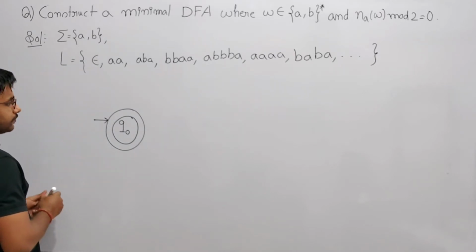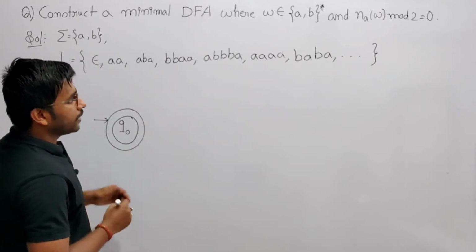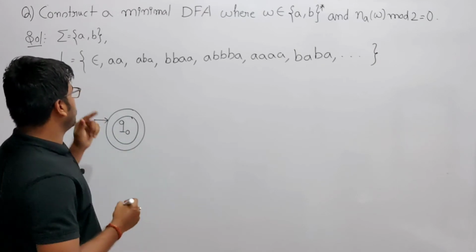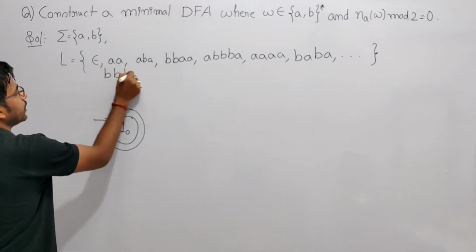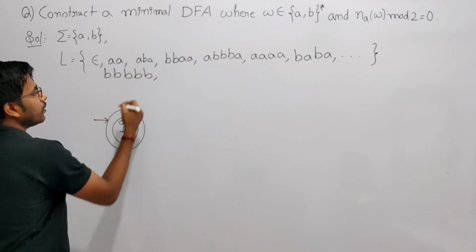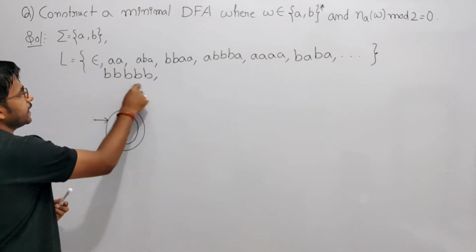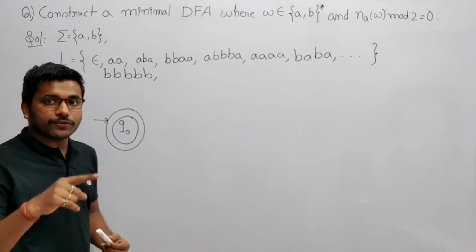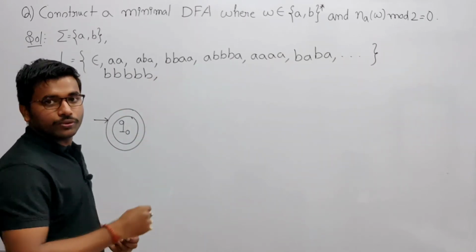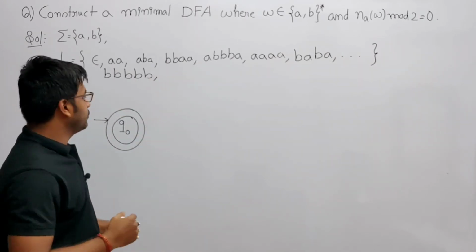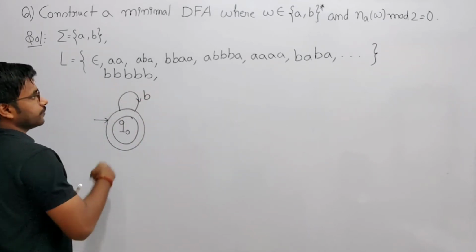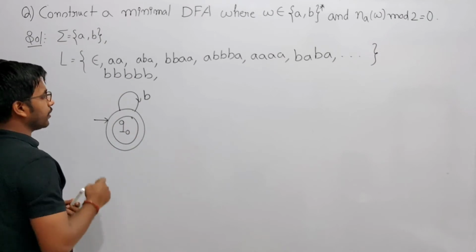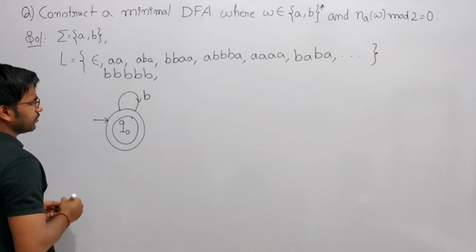Now, by getting any number of B, this is also a good point. Tell me whether any number of B belongs to this language or not. Any number of B also belongs to this language because in any number of B, the number of A is 0. If you divide by 2, you get remainder 0. So any number of B stays here. Number of A is 0, divide by 2, you get remainder 0.